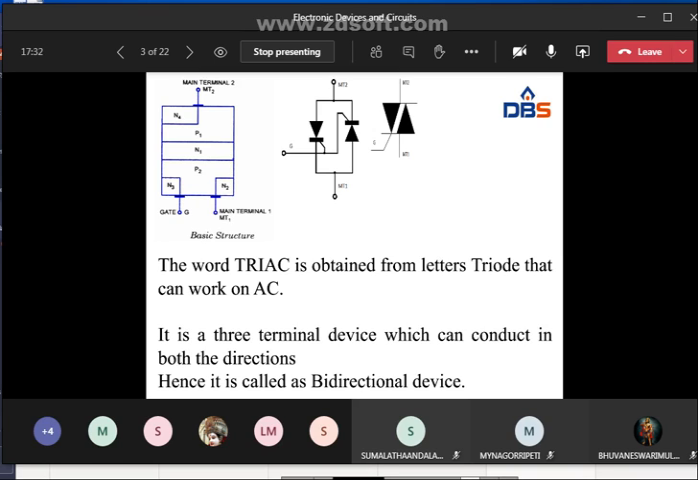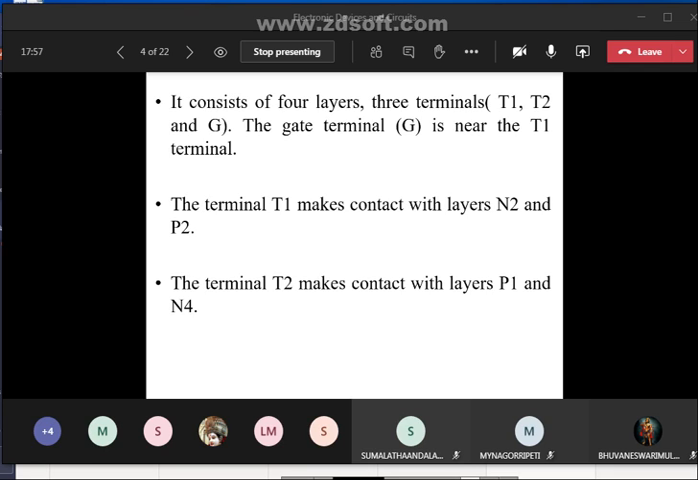See here, this is the basic structure of the TRIAC. The TRIAC can be turned on by applying the gate voltage. It consists of 4 layers and 3 terminals. The gate terminal is nearer to the MT1 terminal. The terminal MT1 makes contact with layers N2 and P2, and the terminal MT2 makes contact with layers P1 and N4.